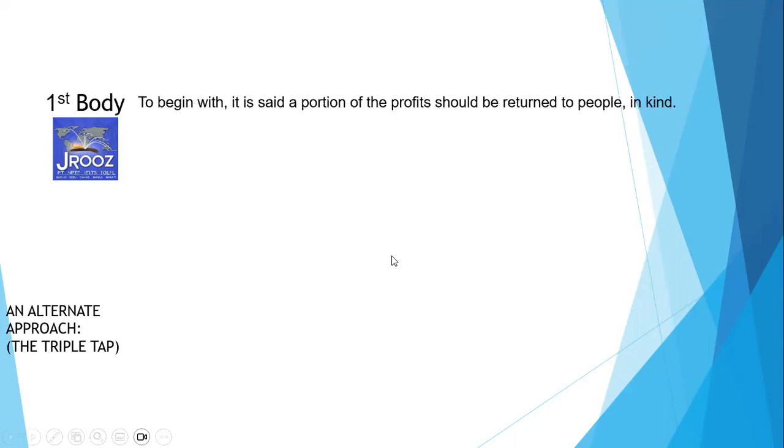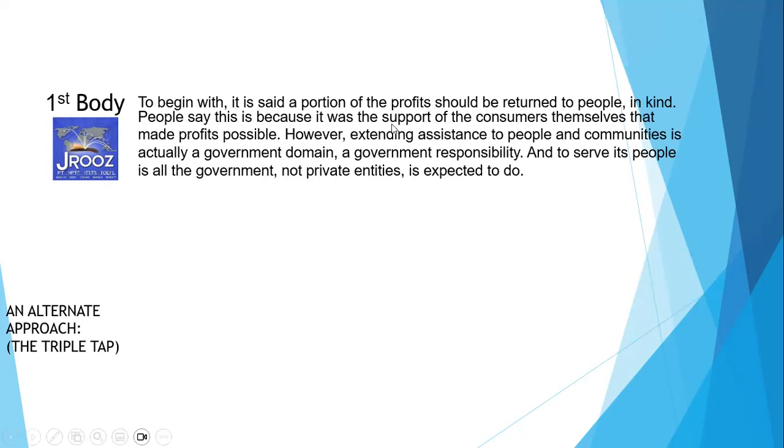First body. To begin with, it is said a portion of the profits should be returned to the people in kind. People say this is because it was the support of the consumers themselves that made profits possible. And then it was immediately followed by its corresponding kill. However, extending assistance to people and the communities is actually a government domain and a government responsibility. And to serve its people is all the government, not private entities, is expected to do. That's what you call the triple tap. The tap, it's a tap.